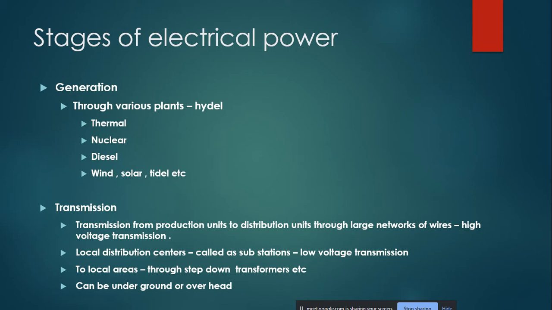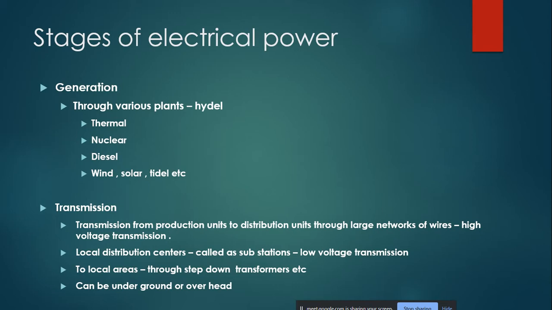The next one is the transmission phase. Whatever is being generated at the production units has to be transferred, right? Generally this is transferred through a large network of wires. This network is called the transmission network, the high voltage transmission network. On the outer region of any city or town, you can see large towers that carry high transmission lines. Those are called high voltage transmission lines.